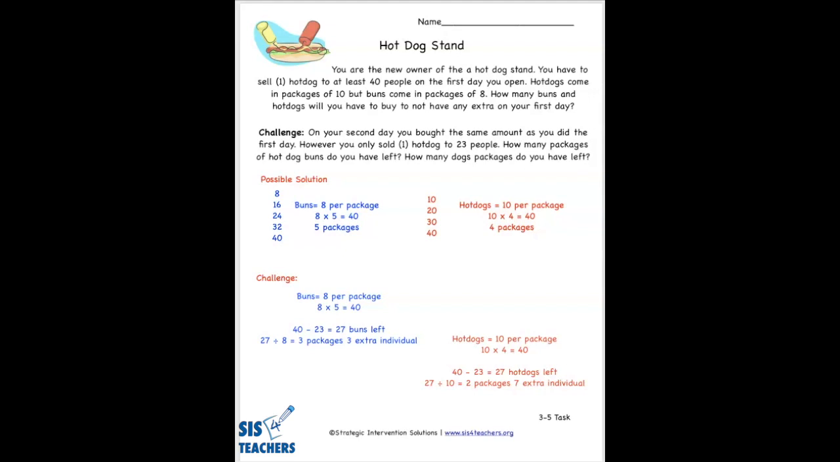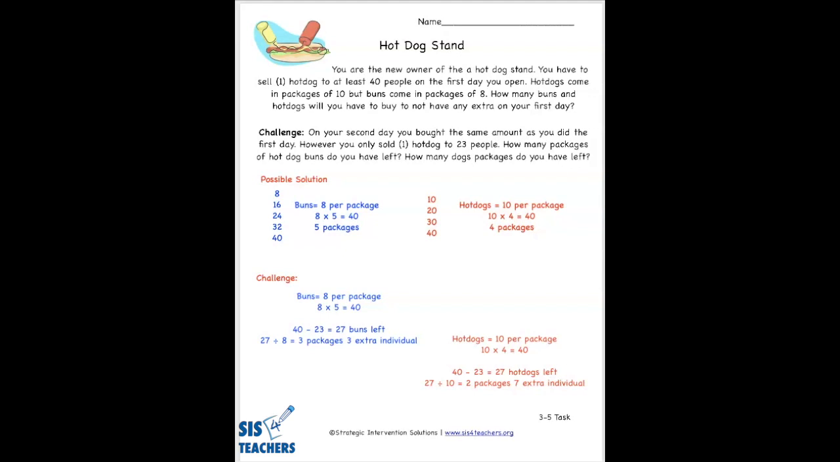Now for hot dogs, we ended up buying 4 packages with 10 in it to give us 40. 40 minus 23 is 17 hot dogs are going to be left. I'm going to divide that by 10 because I know that there's 10 hot dogs in a package. It gives me 1 package with 7 extra.